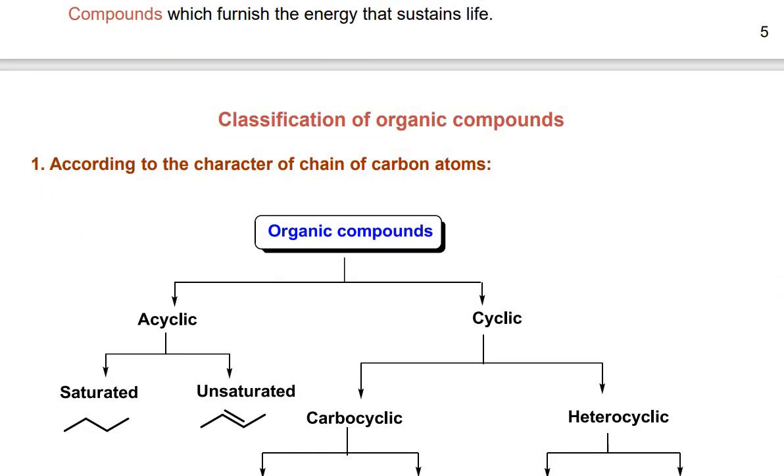Now my friend, classification of organic compounds. According to the character of the chain of carbon atoms, organic compounds are divided into two parts, acyclic and cyclic, saturated and unsaturated. In cyclic systems, there are two classifications, carbocyclic and heterocyclic.